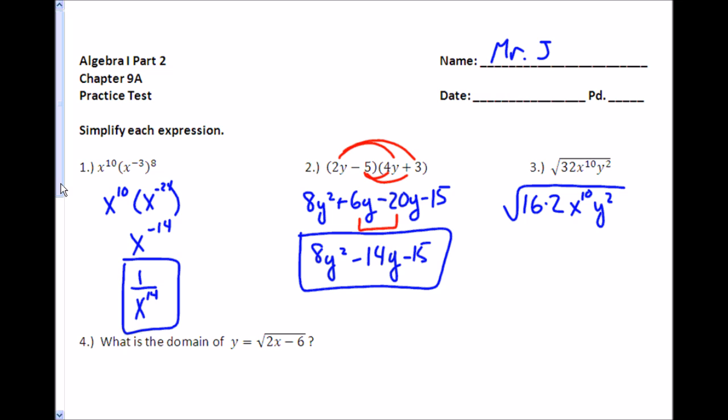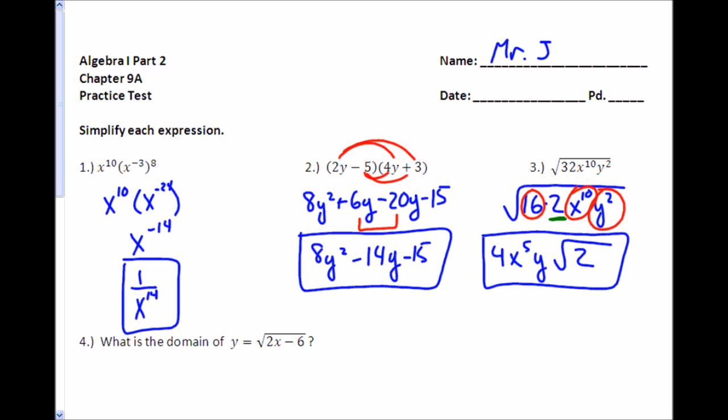So now I start taking the square root of each. The square root of 16 is a 4. It goes to the outside, a changed number on the outside. The square root of x to the 10th, we divide the exponent, so it's x to the 5th. It's a changed variable on the outside. And then the square root of y squared is just a y. And now what I'm left with under my square root, the only thing that's left is the 2. And that's it.